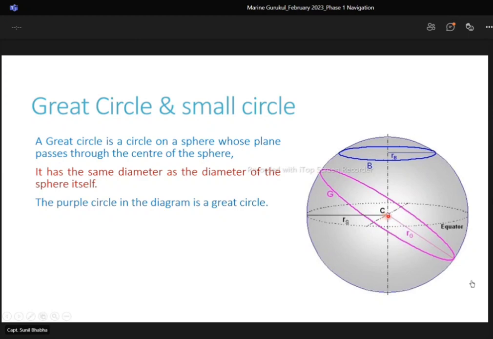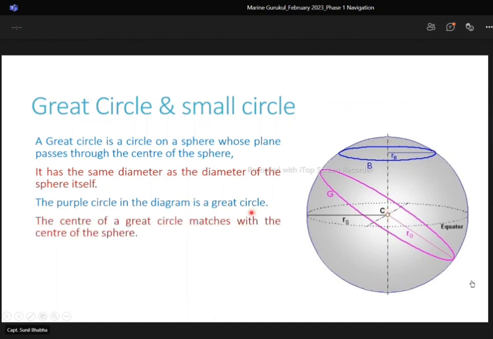Now you can see the diameter or the radius of this great circle is going to be the same as the diameter and radius of the sphere. They will be exactly the same. Now why is it called a great circle? Because this is the biggest diameter circle which we can draw on the surface of that particular sphere. It is not possible to draw a circle having a diameter greater than this that lies on the sphere. So that is why it is called a great circle.